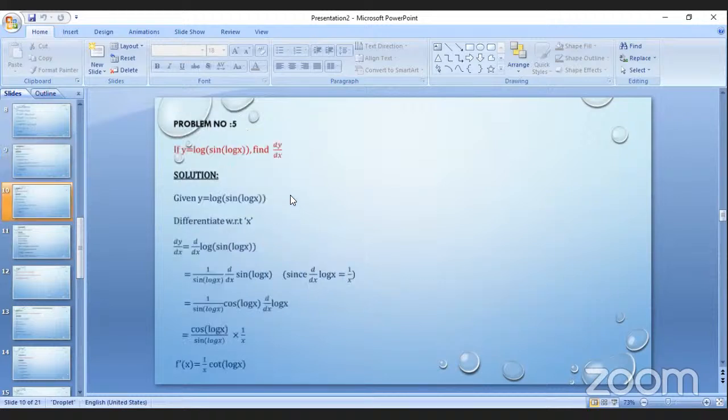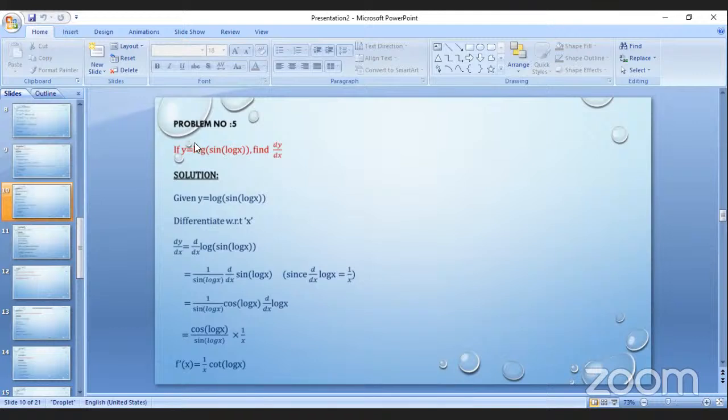If y equal to log of sine of log x. Observe the question. If y equal to log of sine of log x, then find the value of dy by dx. It is given y equal to log of sine of log x. Solution. Given y equal to log of sine of log x, differentiate with respect to x. We have to find the value of dy by dx.